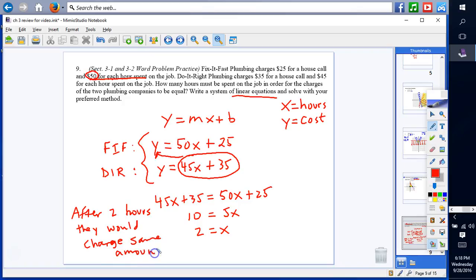And the problem doesn't ask for that amount, but it's easy enough to find. All you have to do is go to either one of these and let x become 2, and you'll have it. So it looks like that's $125 that they'll charge you for 2 hours work. Okay, so that is your answer for number 9. You should know how to set up the system and then solve it for the variable that's being asked for, in this case hours, which is our x variable.